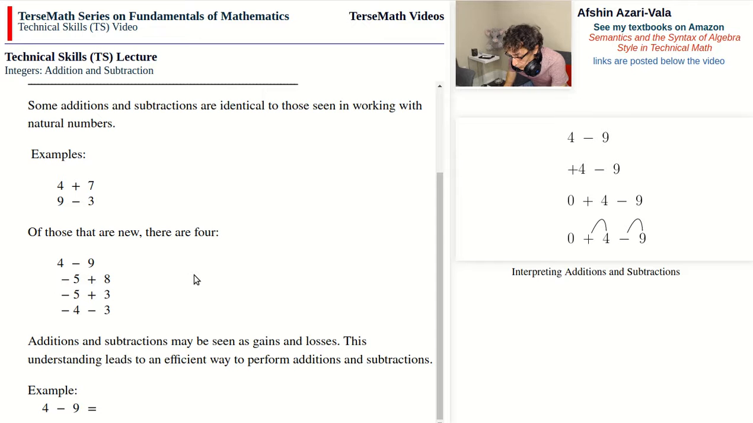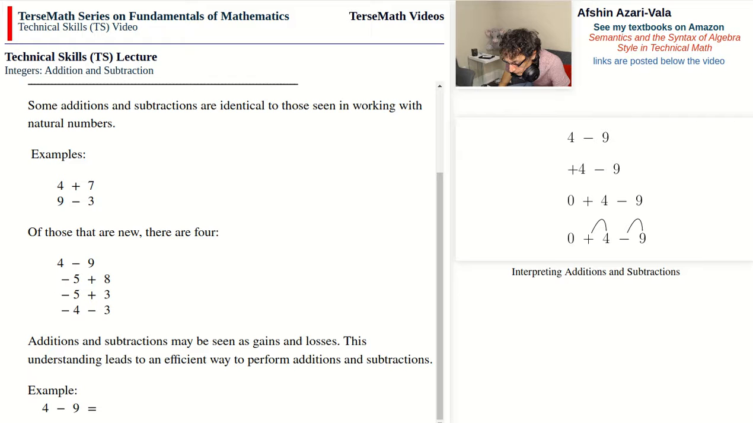And so with this kind of interpretation, we'll talk about how we solve each of these 4 scenarios by noting first of all whether the gain is larger than the loss or vice versa, which leads to the sign of the answer as positive or negative. And then we work out the size of the answer.